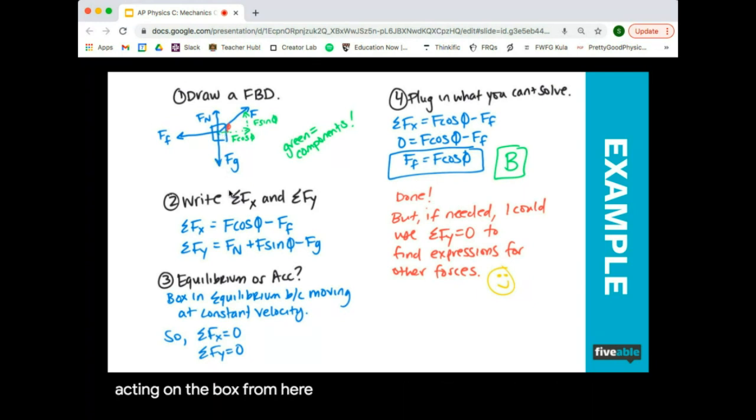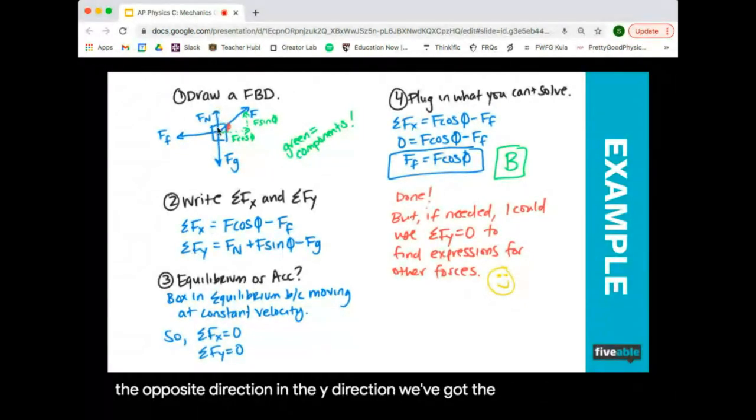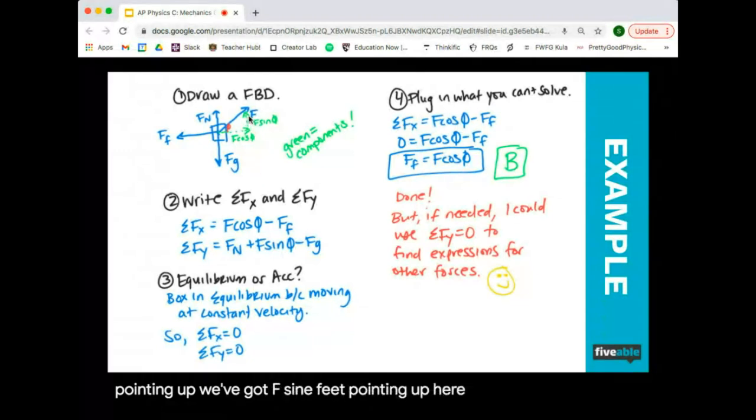From here, we write net force expressions in each direction. So in the x direction, we've got the x component of that force F, that pulling force, and we're going to subtract friction because it's going in the opposite direction. In the y direction, we've got the normal force pointing up. We've got F sine phi pointing up here because it's the y component of that angled force, and then gravity pointing down, so we're going to subtract it.